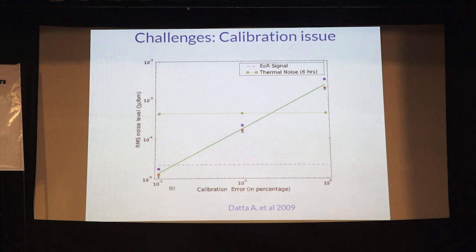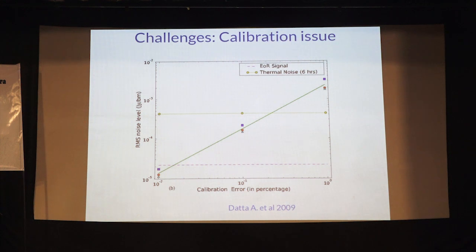This is one of the plots where the calibration error is presented, showing what the calibration error should be. This is the noise level, and this green line shows how much accuracy you need for this calibration process. If you see, this is the 21 centimeter signal and this is the noise. If the calibration error is high, you will not be able to see any signal. So your calibration error should be small enough. This is 10 to the minus 3, meaning 0.1%. So this is another challenge. Your calibration steps should be accurate enough.